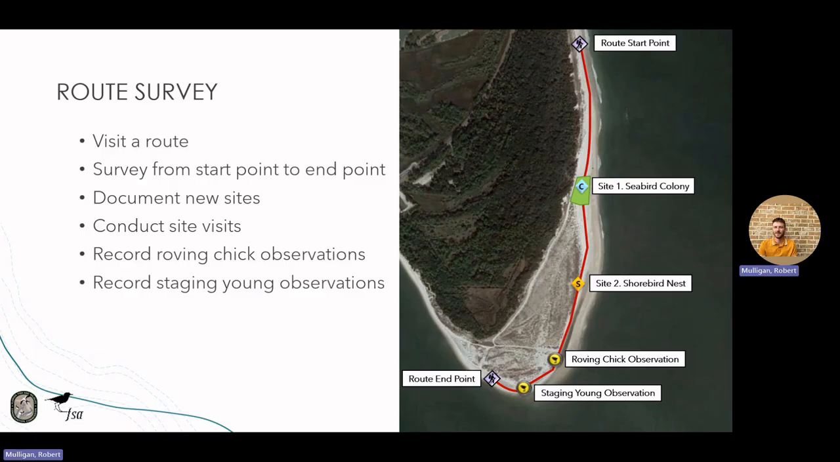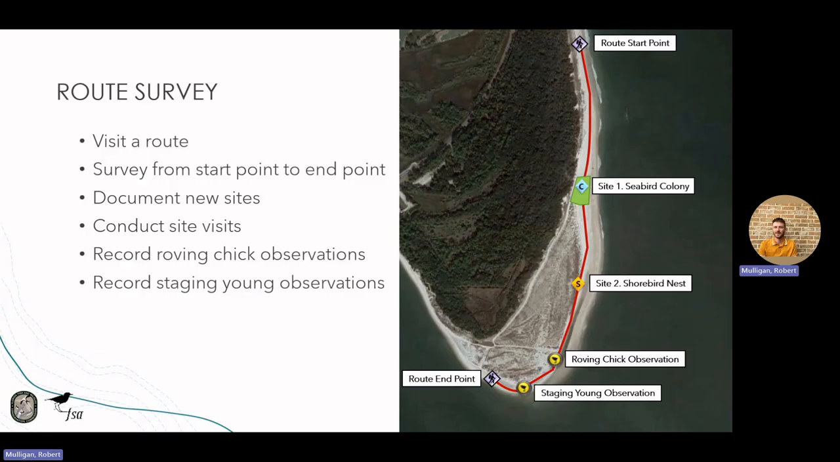After collecting the appropriate data, you continue to survey the route. You observe a Wilson's plover incubating eggs. This is a solitary site. You collect data for this site and then conduct a site visit. A little further down the route, you observe a young killdeer with its parents foraging on the shoreline. This is a roving chick observation. You collect data for this observation and then you continue surveying.